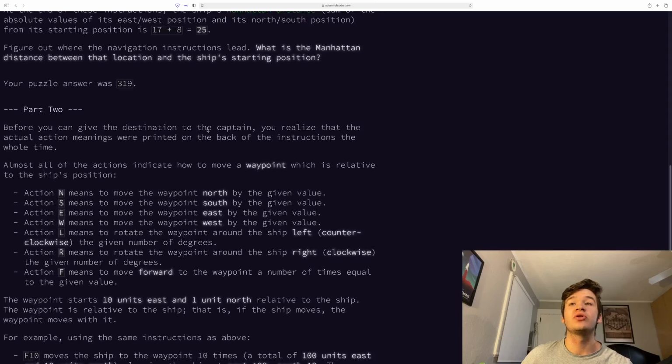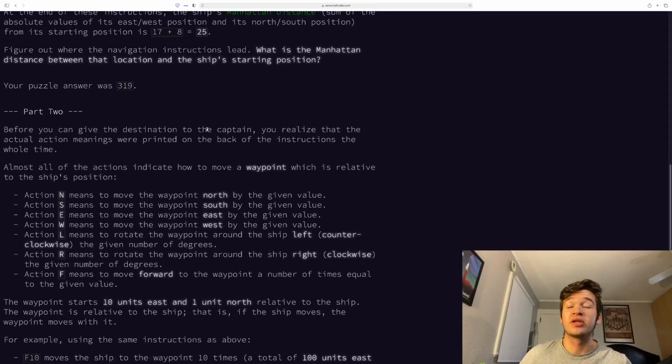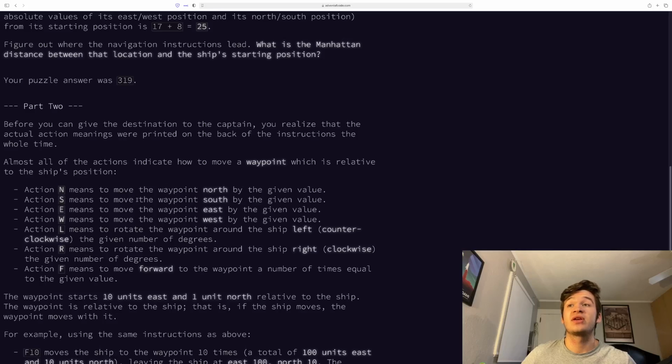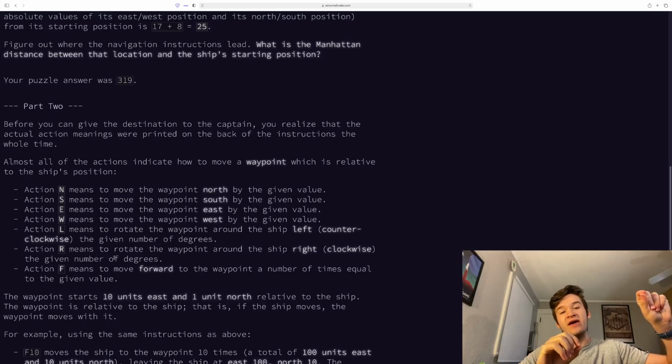So for part two, we noticed that we actually got the directions completely wrong, and what north, east, south, and west are talking about is moving a waypoint that is some amount away from the ship to a different position near the ship. Left and right mean to rotate the waypoint around the ship. So if you think of the ship in the middle and the waypoint here, if we were to rotate it left, then it would go this way. If we were to rotate it right, it would go this way.